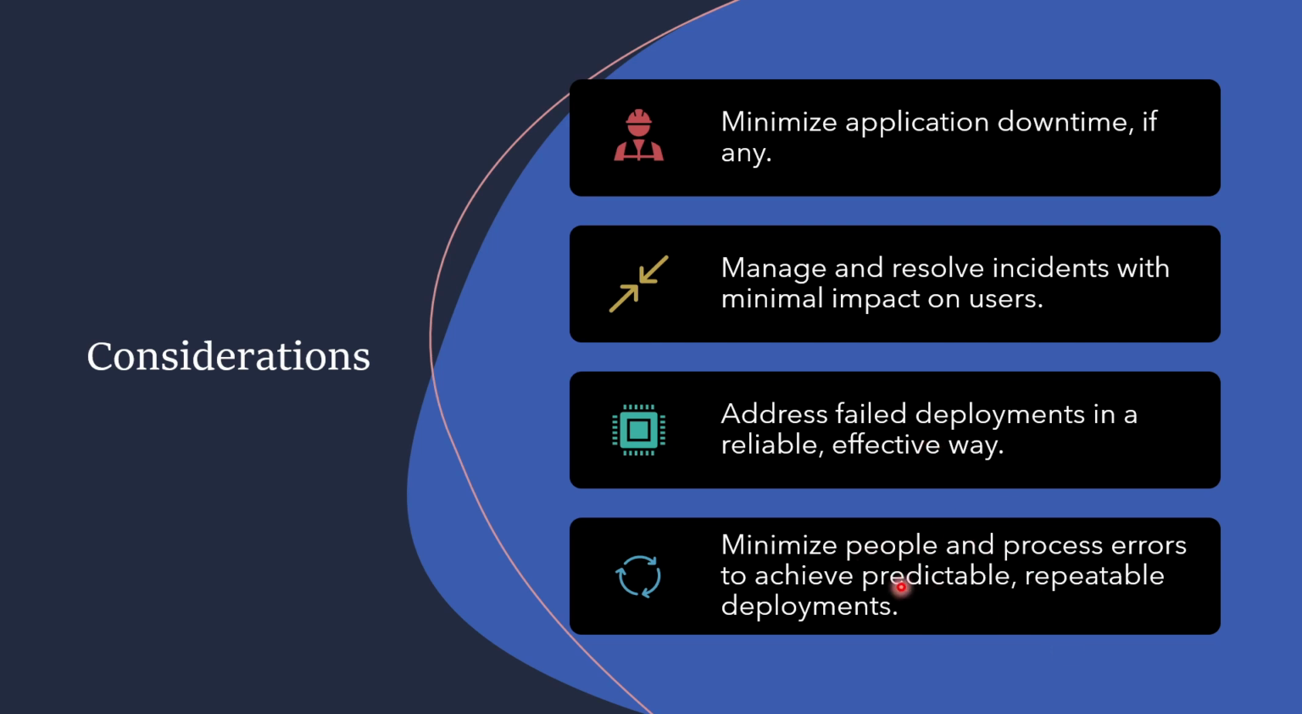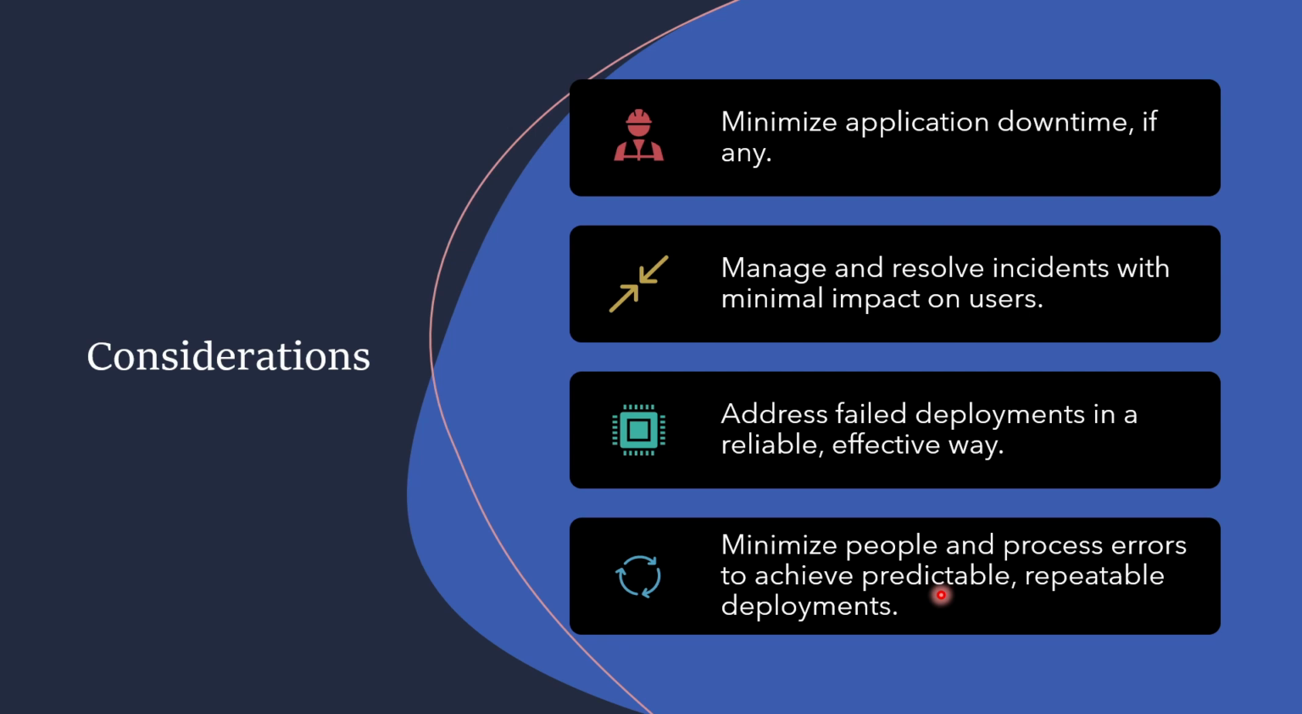And minimize people and process errors. This is the most common thing that occurs in enterprise companies, because when you have people and process related issues, it's complex, and it becomes even more complex with more teams and different hierarchical organizational structures. So how are you going to minimize that, and how are you going to achieve predictable, repeatable deployments?